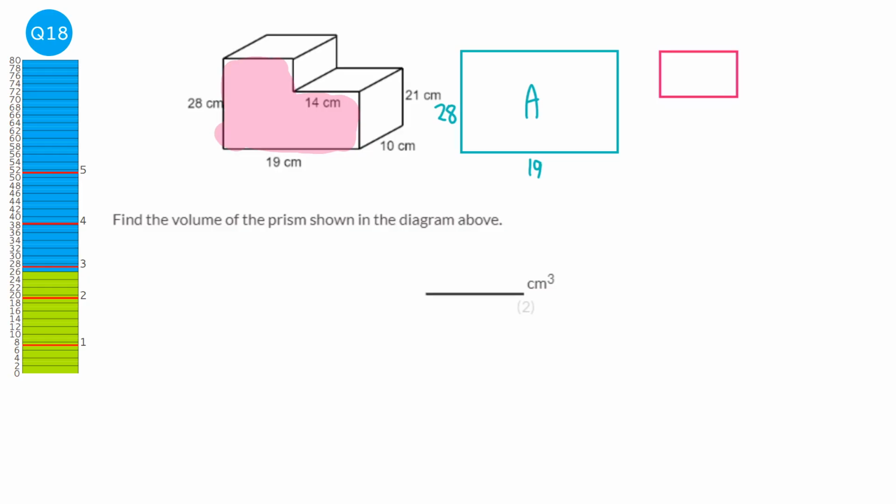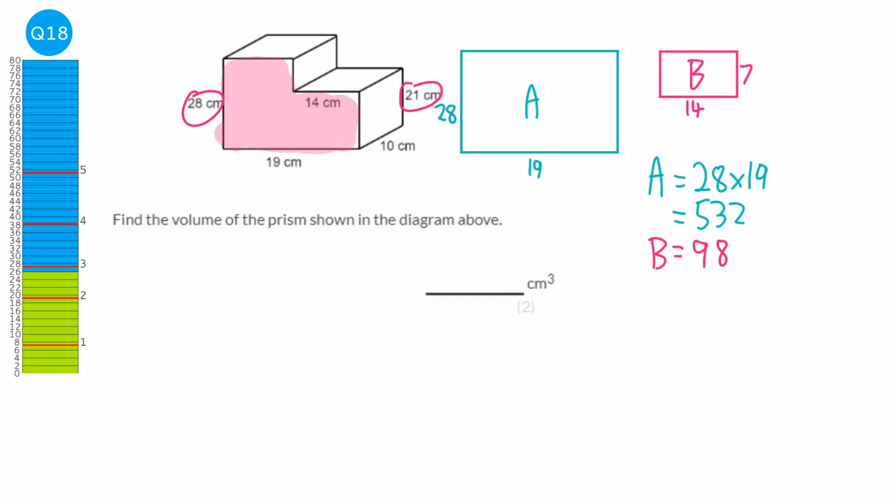So the missing part, which is going to be 14 across. We've got to do a bit of maths here to work out how high it is. So we've got 28 in total, 21 we don't want, so that would be 7 high. We're going to call this B. So work out the area of A. It's going to be 28 times 19, which is 532. Work out the area of B, which is going to be 98.